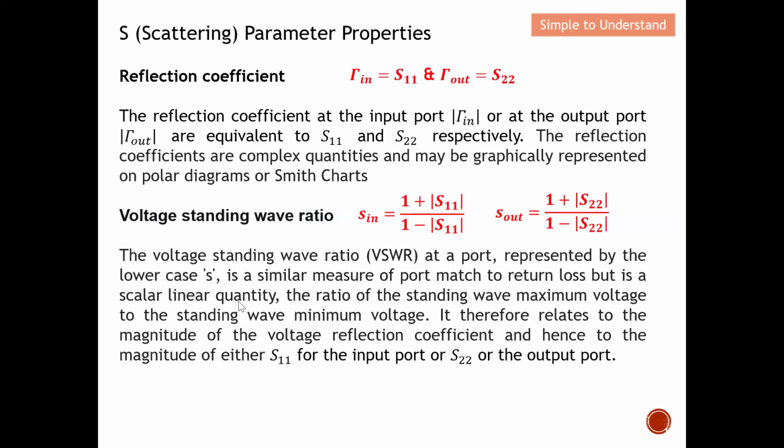Earlier on, you could also include the magnitude and the phase, but in this case VSWR is just the magnitude. So from here, you can see how well they match. The standing wave ratio is the ratio of the maximum voltage of the standing wave to the minimum voltage, so this is the definition of VSWR. It therefore relates to the magnitude of the voltage reflection coefficient, and hence to the magnitude of either S11 for the input port or S22 for the output port.